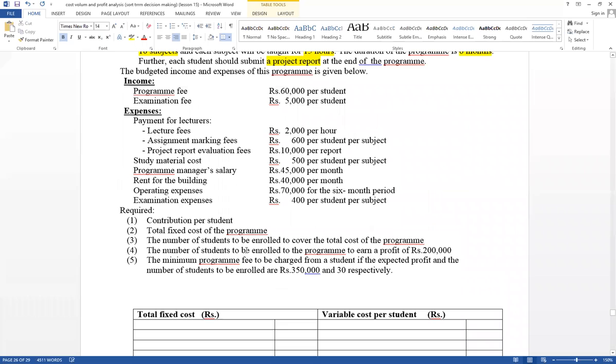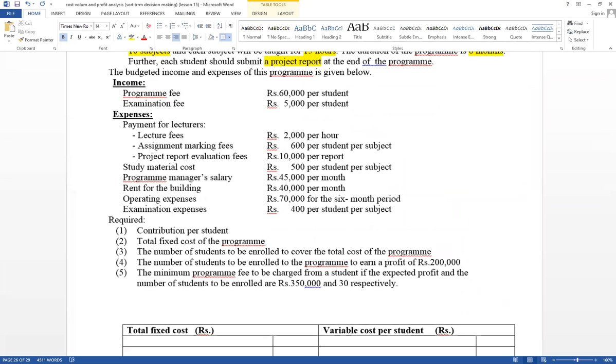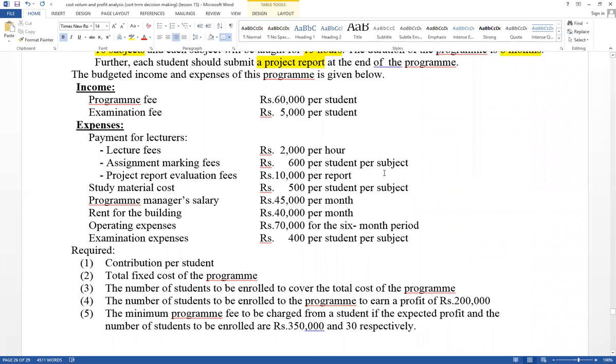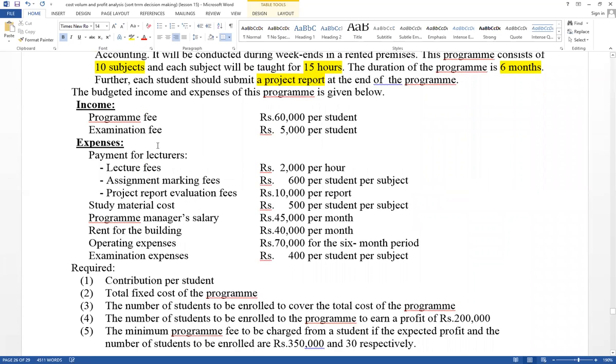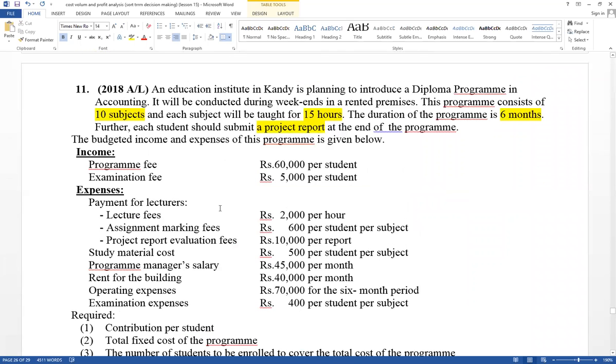Then think about cost. It has been given that expenses can be divided into two parts, variable cost as well as fixed cost. Think about lecture fees. It has given lecture fees and expenses. Recognize variable or fixed cost. Lecture fee is given as 2,000 per hour. It has not been given per student. Therefore, it does not vary with the number of students. But it has been given per hour.